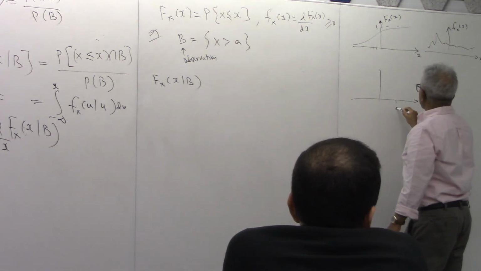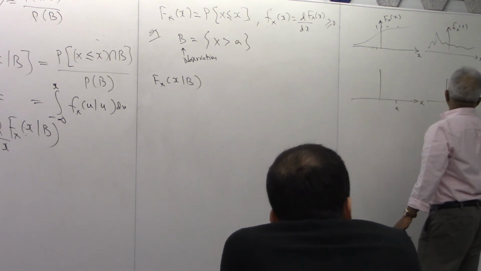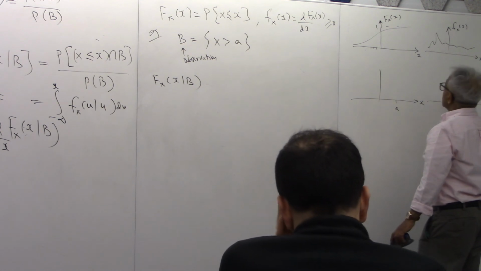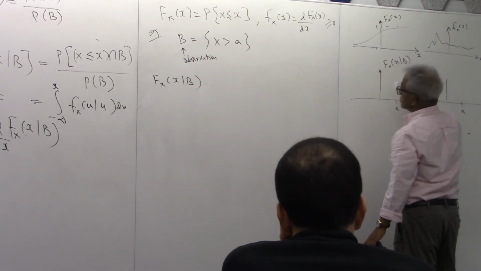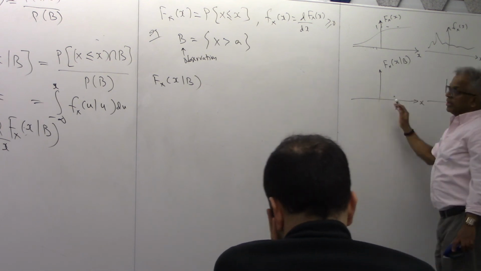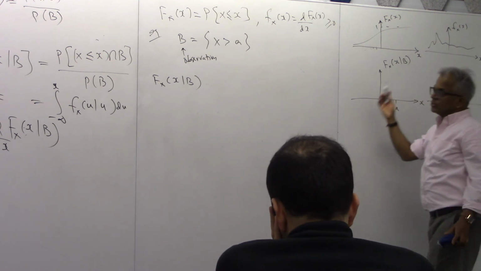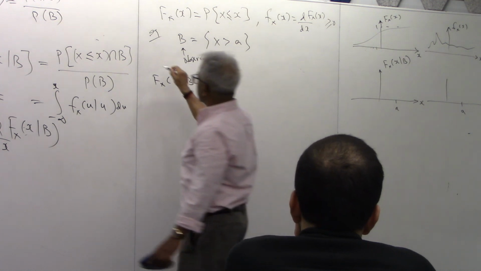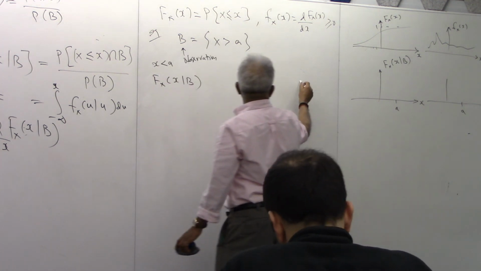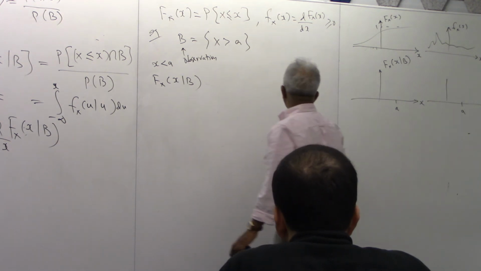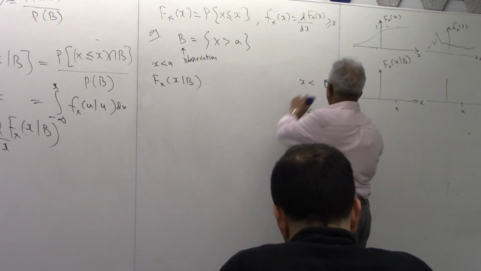So you have a here, and we want to find out the conditional distribution. Remember, if you look here, something happens at a. So we should do two cases of interest, x less than a and x greater than a. So I'll do it for x less than a and x greater than a.